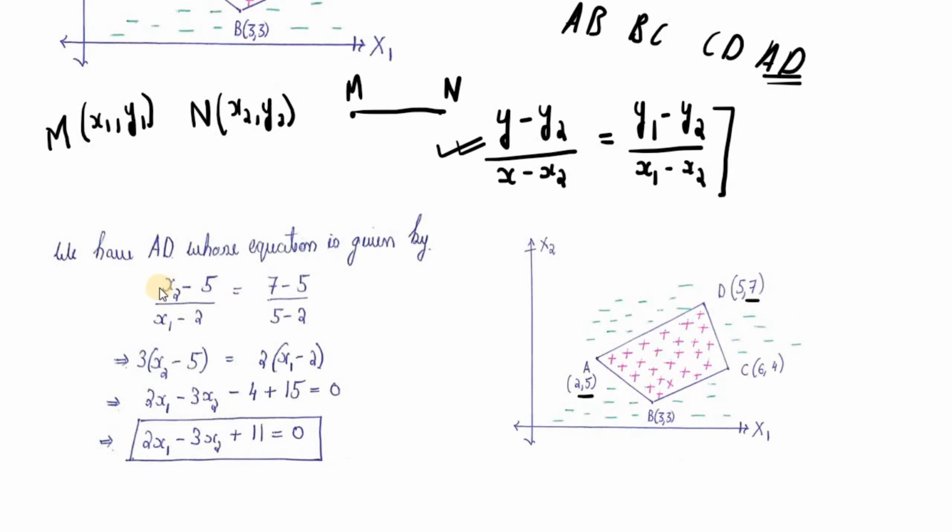Then we make an attempt to find the equation of AD, which is given as (x2 - 5)/(x1 - 2) = (7 - 5)/(5 - 2). We solve it further, and this is the equation we get for AD. Likewise, we proceed further and make an attempt to find the equation of DC.